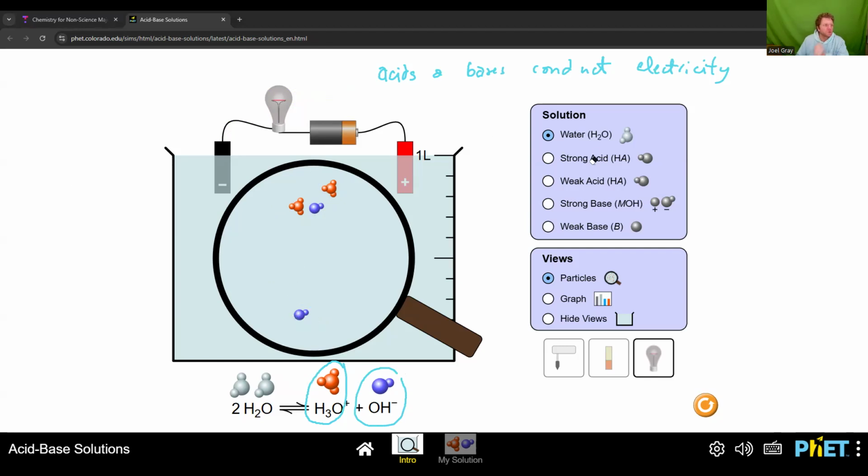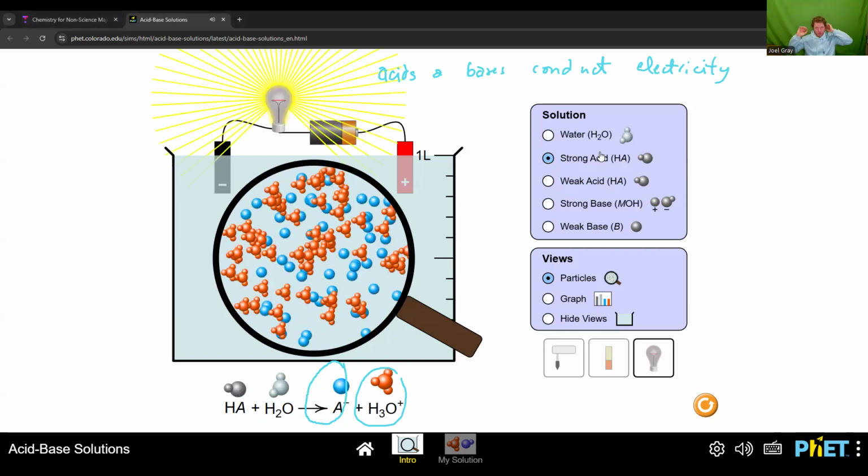Now, if we go to a strong acid, let's check out a strong acid. Oh, this is kind of overwhelming. If we count all those up, what we're going to notice is that we've got a lot more of this. We've got a lot of that. What is that? That's an ion. We've got a lot of ions in there.